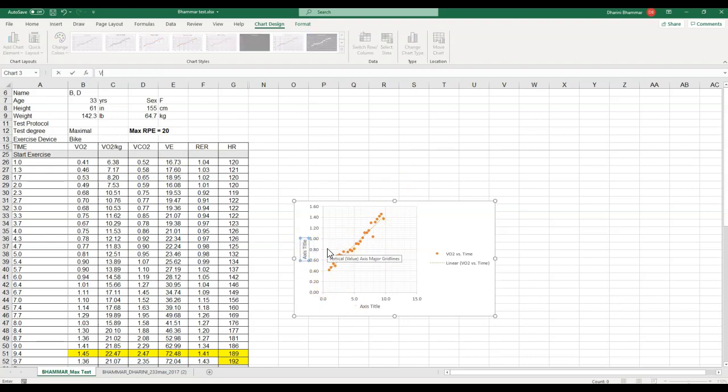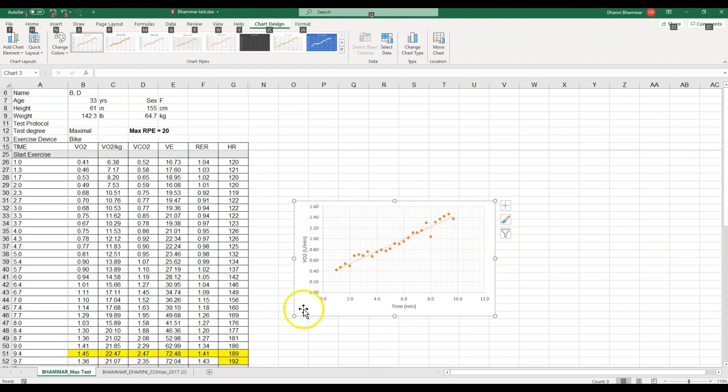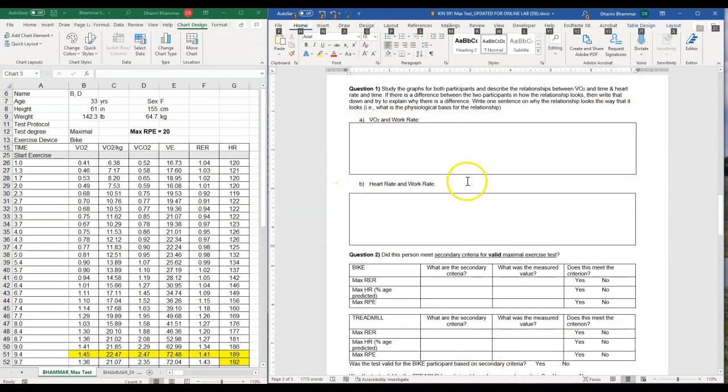Add your axis titles. VO2 is the y-axis title and time is the x-axis title, in minutes. Just remove one. And so here you have it, a graph showing you that the greater the time on the incremental exercise test, the higher the oxygen uptake is going to be. So there's a linear relationship. And so you would write something out there.